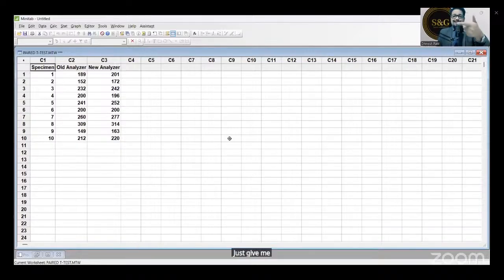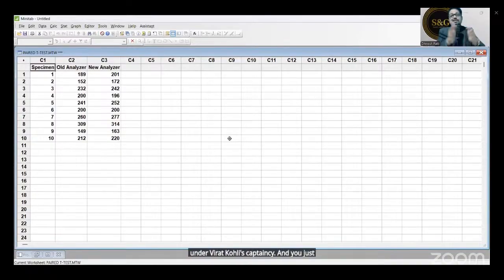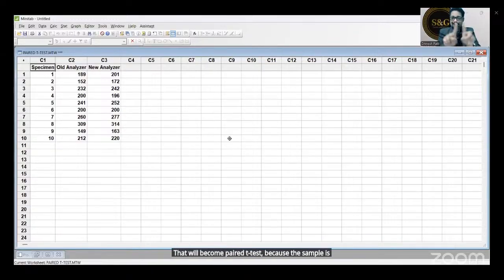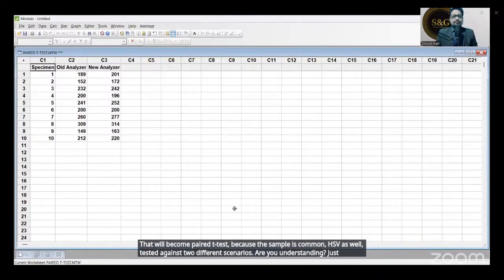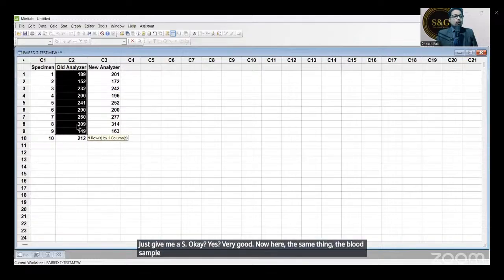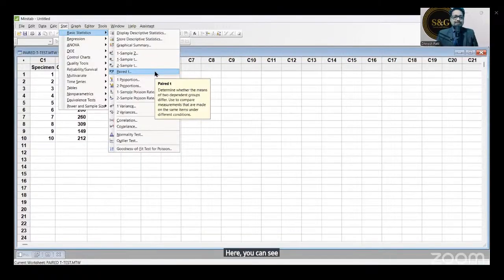Just give me yes. Another example could be, let's say, Yashasvi Jaiswal is a very young cricketer. So Yashasvi Jaiswal's performance under Virat Kohli's captaincy and Yashasvi Jaiswal's performance under Rohit Sharma's captaincy will become a paired t-test because the sample is common, Yashasvi Jaiswal, tested against two different scenarios. Are you understanding? Just give me yes in the chat box. Is the scenario clear? That is called a paired t-test. Just give me yes. Okay? Yes? Very good. Now here, the same thing: the blood sample is tested against the old analyzer and the new analyzer. So how do we do that? Go to Stat, Basic Statistics. Here you can see paired t-test.